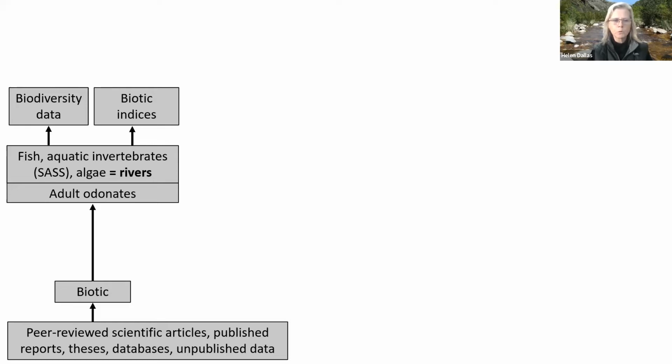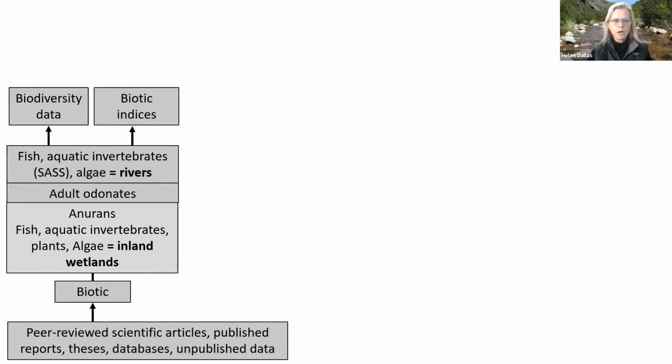And then we also brought in adult odonate data from the virtual museum. So this formed the biotic component, and we consolidated data from a range of sources, including scientific articles, published data from reports and theses, databases, including the rivers database, the legacy databases, and the FBIS, as well as a whole host of unpublished data, which was often provided by you, the freshwater community, to us to bring into the FBIS and make available to everybody.